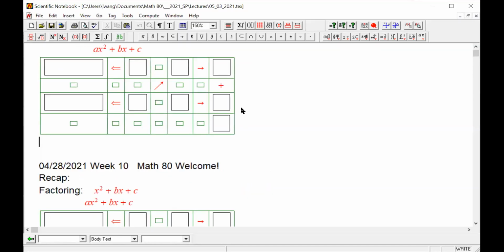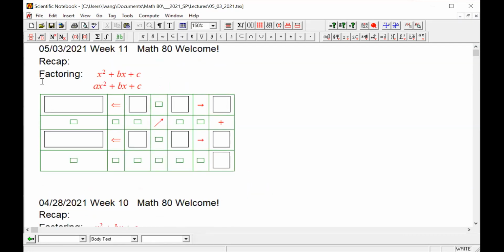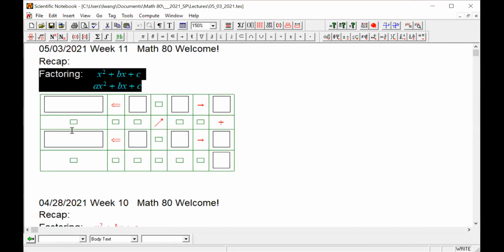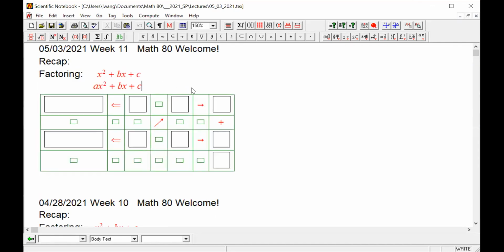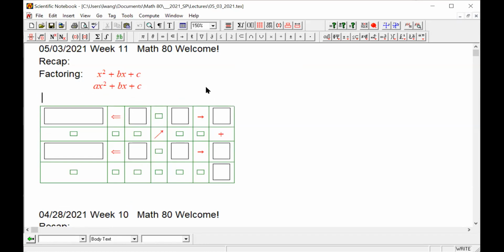All right, so to recap what we have done, we factored trinomials of these two forms, special formula included. The special formula would also include a squared minus b squared, and that's going to be a plus b times a minus b. I think by this time you guys are rather familiar.